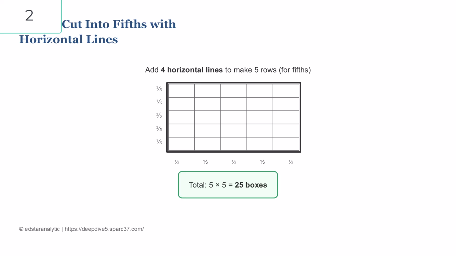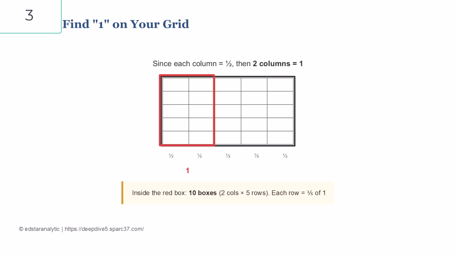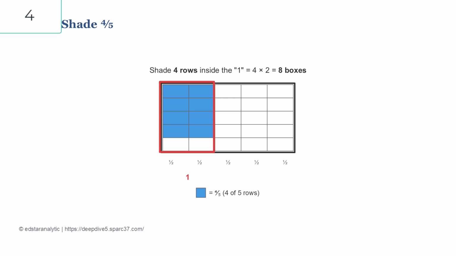Okay, here it is. The moment we've been waiting for. Step 3, find 1. So look at the diagram. Remember how each of those columns is 1/2? Well, what happens if you take 2 of those columns? 1/2 plus 1/2 is 1 whole. That's it. The first 2 columns, that is our 1. Let's just put a little box around it so we don't forget. That's our anchor. All right, last step in building this thing, the shading. We need to find 4/5 times 1. So we're only going to look inside that box we just drew around our 1.